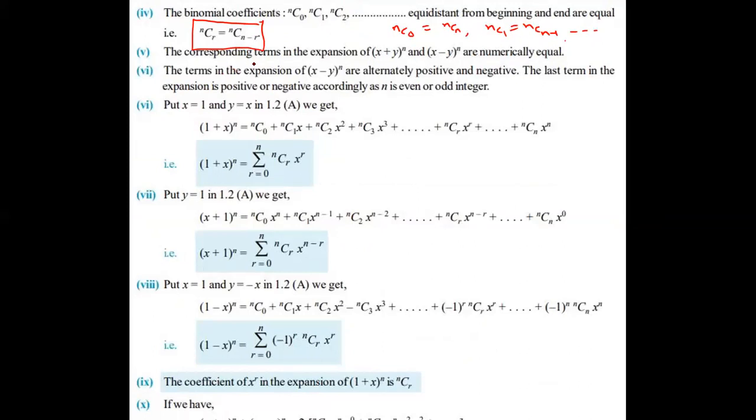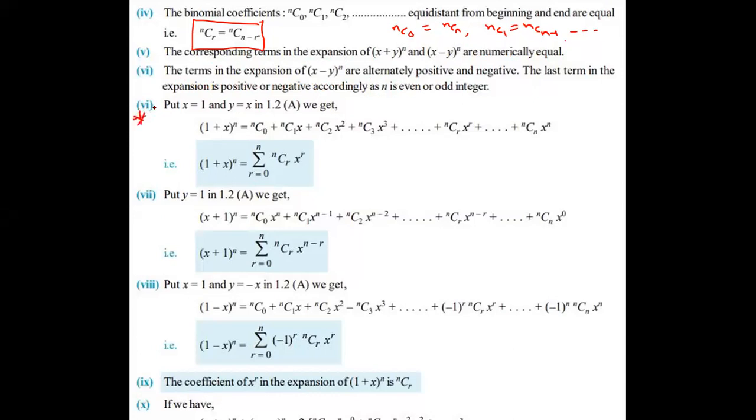Now see the next point. The corresponding terms in the expansion of (x + y)^n and (x minus y)^n are numerically equal. Okay, the numerical values are equal.